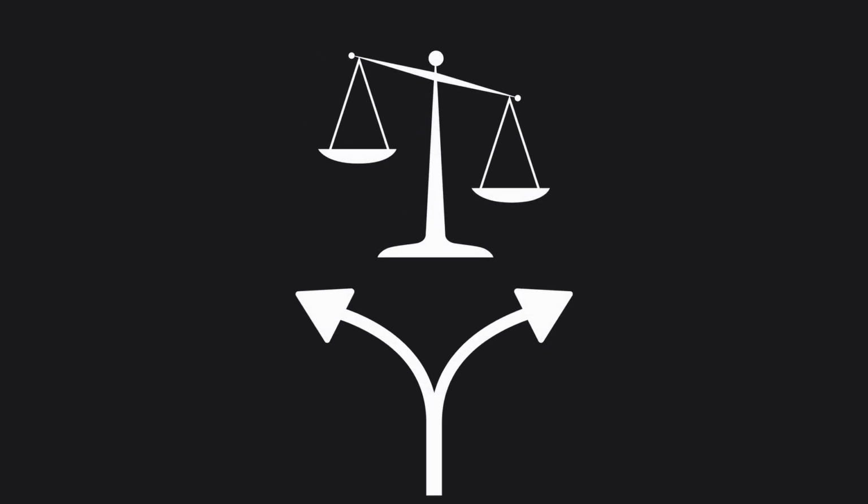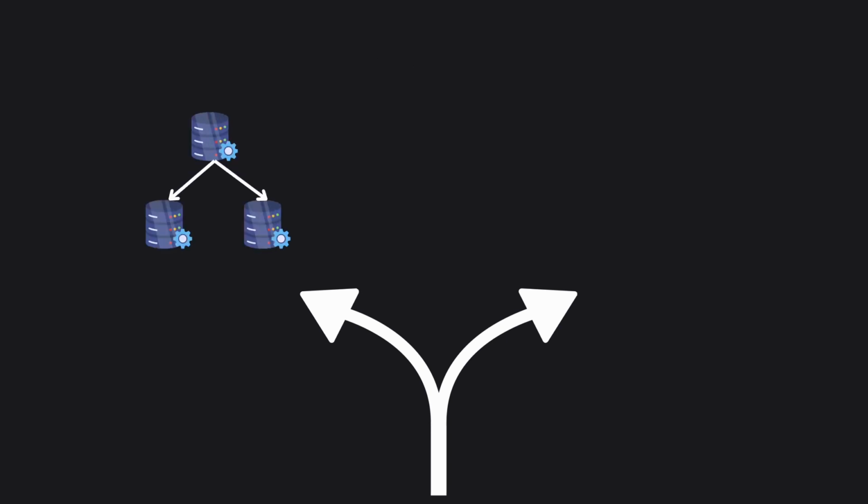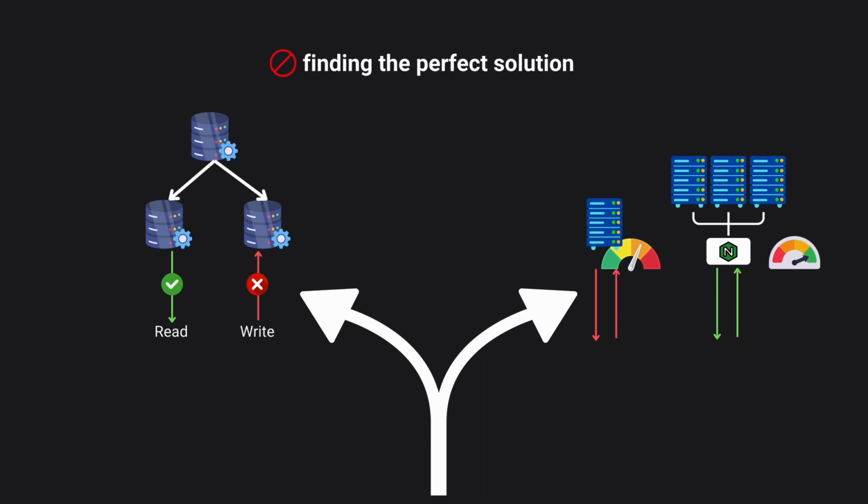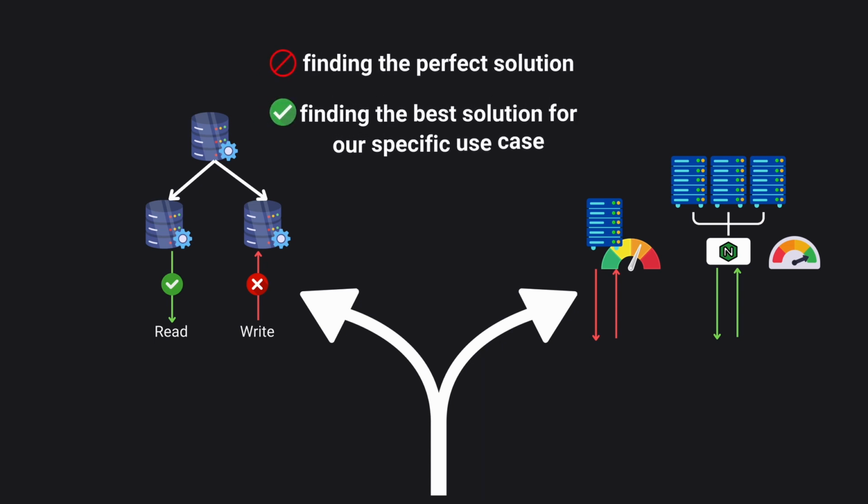So every design decision comes with trade-offs. For example, a system optimized for read operations might perform poorly on write operations. Or in order to gain performance, we might have to sacrifice a bit of simplicity. So it's not about finding the perfect solution, it's about finding the best solution for our specific use case. And that means making informed decisions about where we can afford to compromise.